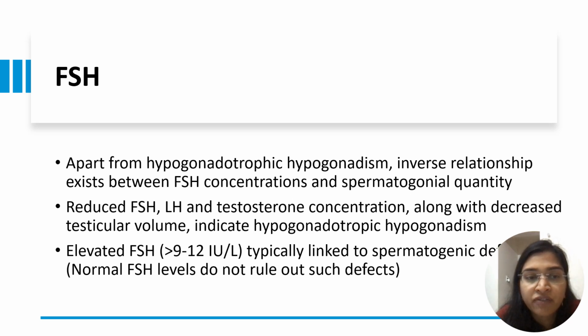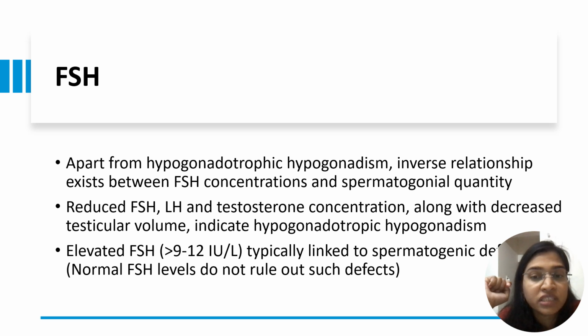So, starting with the FSH, if we keep aside hypogonadotrophic hypogonadism, because what happens in hypogonadotrophic hypogonadism is there is a decrease in the FSH levels. That's why there is a decrease in the FSH that leads to decrease in the testosterone, that leads to decrease in the spermatogenesis. In other conditions, there is an inverse relationship between FSH and spermatogonial quantity. That is, if FSH is increased, then there will be a decrease in the spermatogonial quantity.